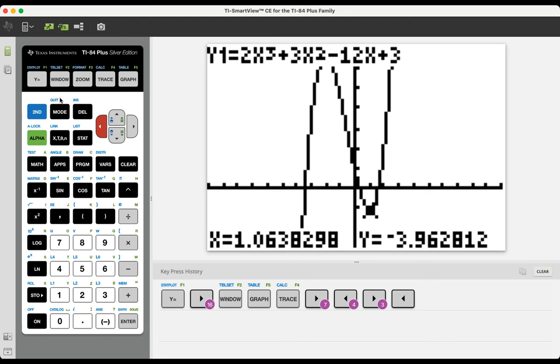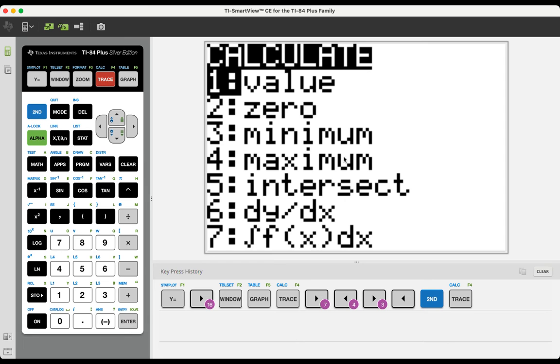So hidden in the trace menu as its secondary option is this calc menu. If I press second trace, here's the calc menu, and I have a variety of options. Some of the options down here, 6 and 7, are a little bit more calculus, a little bit more advanced. These ones are a little bit more of your basic variety. Because we were looking at that relative minimum, we're going to use the minimum option, option number 3.